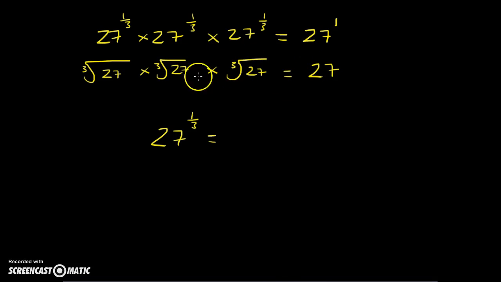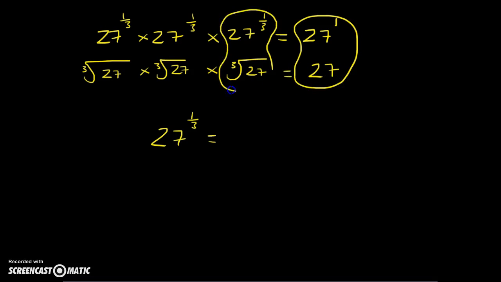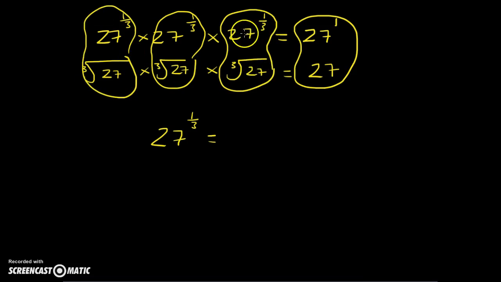So again, if we compare the top and bottom calculations, those two must be the same. Those two terms must be the same. Those two are the same, and those two are the same. So therefore, 27 to the power of a third is the same as the cube root of 27.